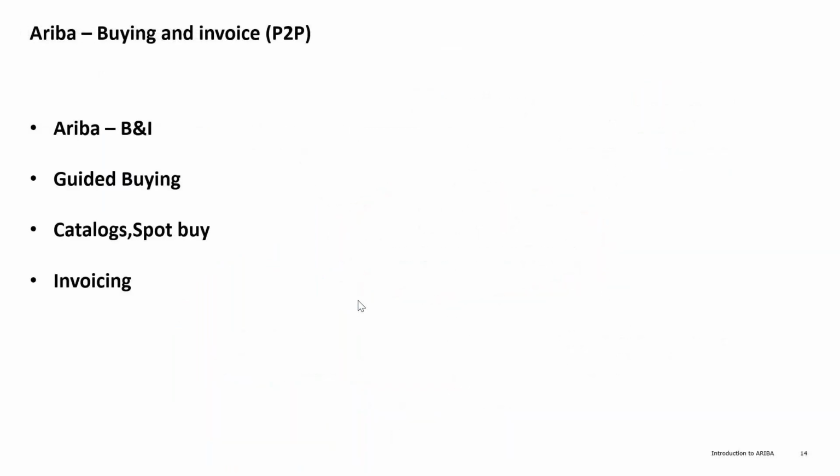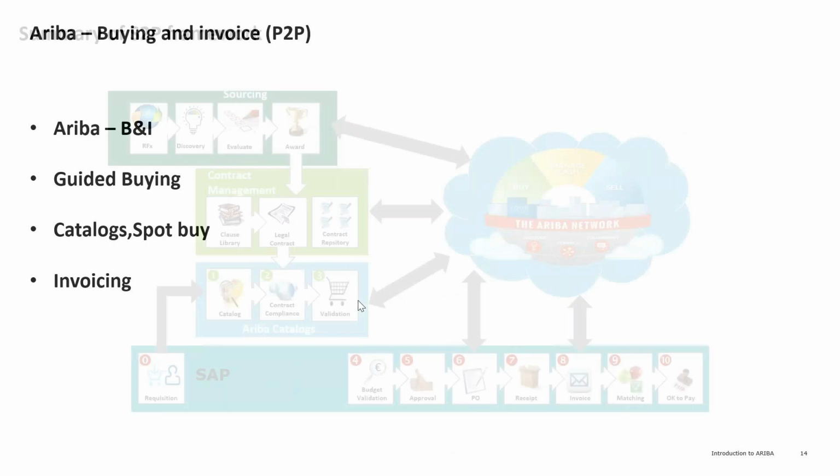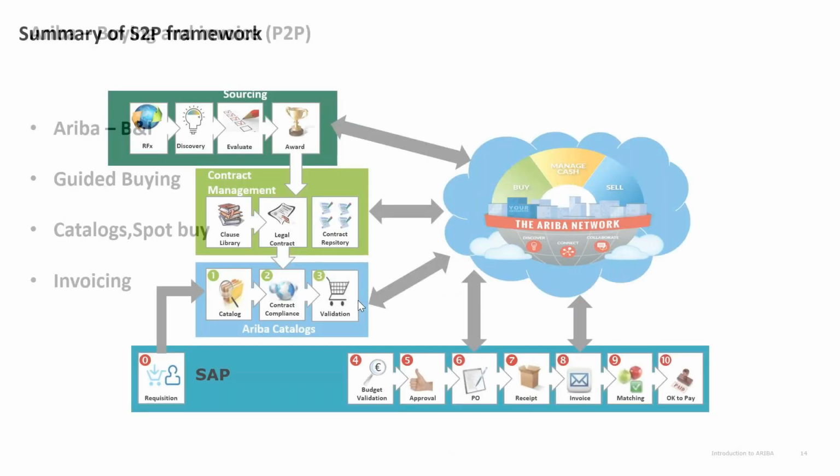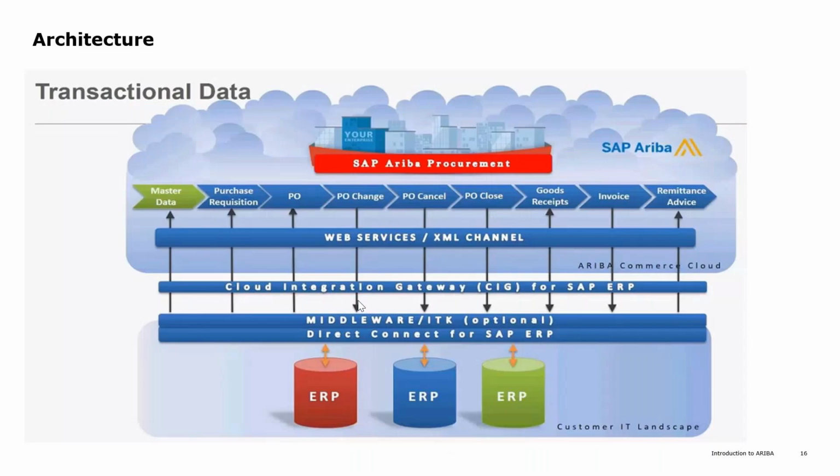And in Ariba buying and invoice, we are going to see what is buying, what is guided buying, what are the catalogs, and what is invoicing. Apart from that, as part of buying and invoice, we are going to cover approvals, how the approvals will work. And then we are going to see the integrations between Ariba and SAP MM, and how the integrations work with the CAG. What kind of configurations you are supposed to do, you should know all these things.